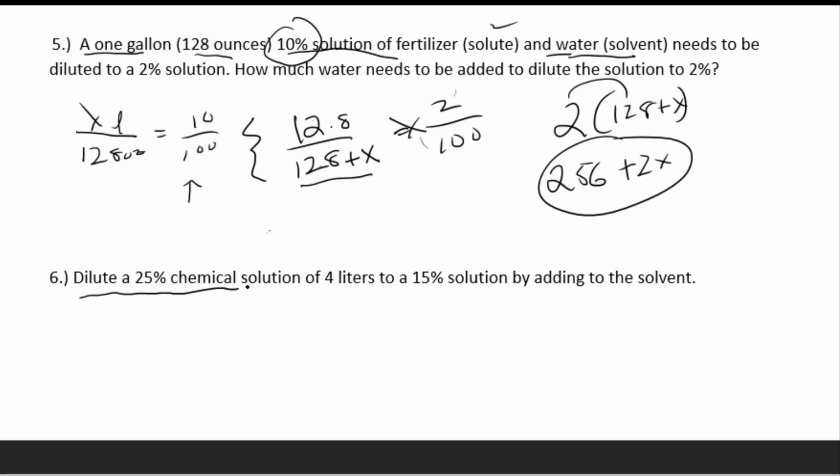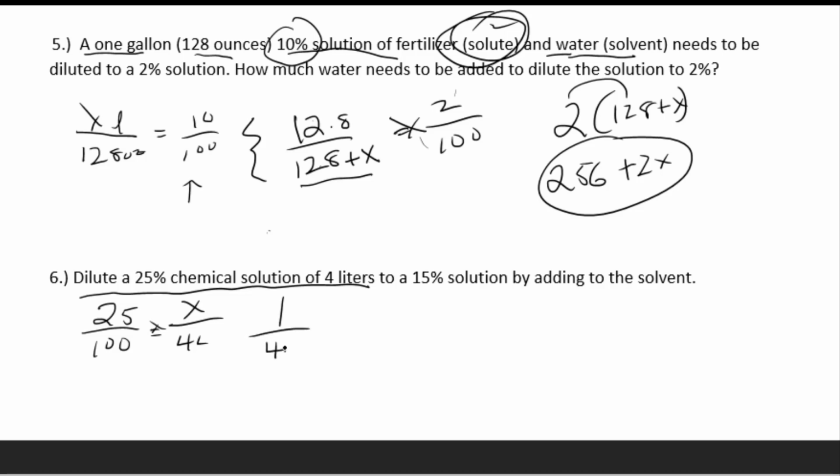This one is dilute a 25% chemical solution of 4 liters. Well, let's find out what the solute is. If the solution has 4 liters, and hopefully you can see that, you can cross multiply and divide, and you're going to get 1 liter to 4 liters. And you want that to equal 15%. And you're going to add here, add water or add X, whatever. So it's the same problem as this one here.